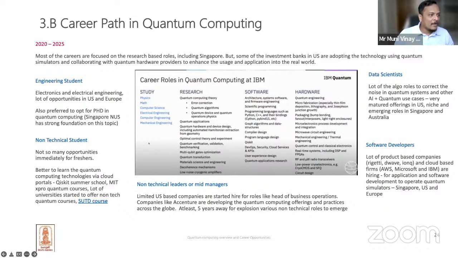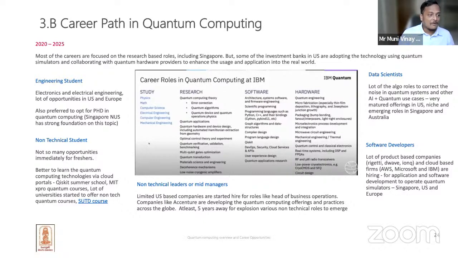This is a very important slide. As I said, most of the careers between 2020 and 25 are focused on research-based roles. In the next 5 years, the majority of roles you have currently are research-focused, including in Singapore. But in the US and Europe, there are niche roles emerging, non-technical roles or roles combining AI with quantum, because they're also building lots of products and software frameworks that can talk to quantum computers. There are also development roles possible, but compared to the research roles, the non-research roles are only about 10%. Currently 90% of the roles are research.